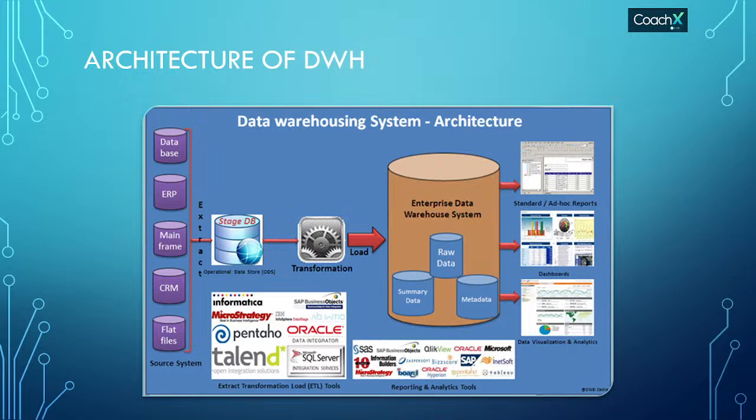OLAP is nothing but an online analytical processing server, which is an extended relational database management system that maps the operations of multi-dimensional data to the standard relational operations. And we have two types of OLAP here. One is called relational OLAP and the other is called multi-dimensional OLAP, also called ROLAP and MOLAP, which directly implements the multi-dimensional data and operations.